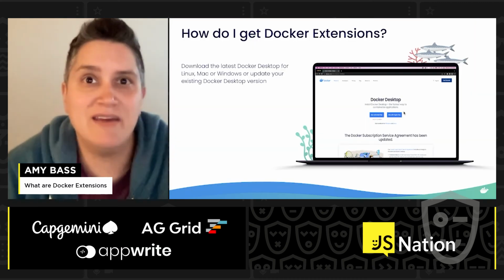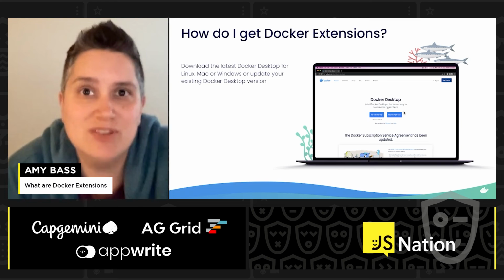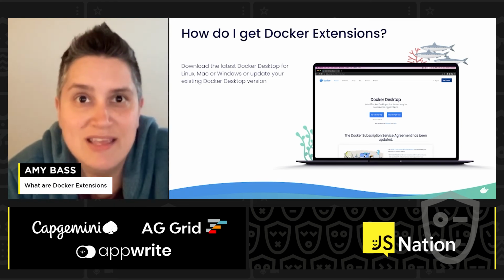All right, now there are plenty more extensions worth checking out, so you might be wondering how to get extensions. It's pretty easy. All you have to do is upgrade to the latest version of Docker Desktop for Mac, Windows, or Linux.